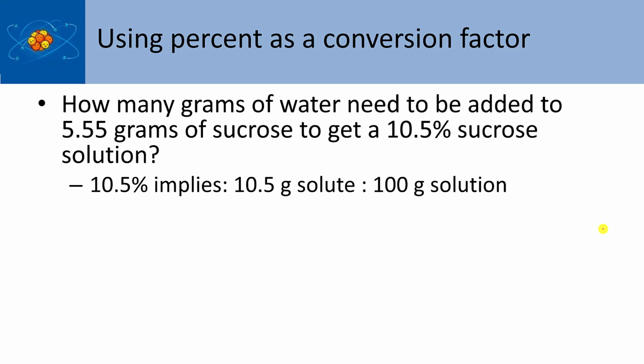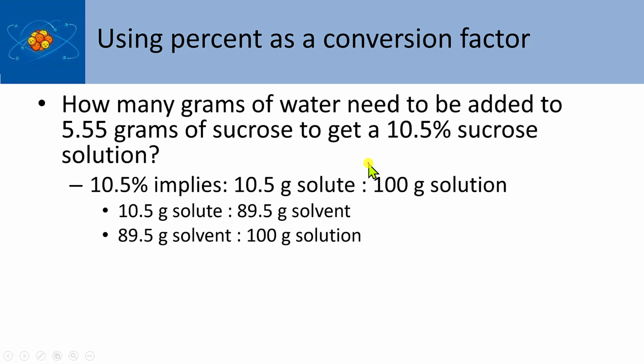So here's another problem. It says, how many grams of water need to be added to 5.55 grams of sucrose to get a 10.5% sucrose solution? So the way you do this problem is you have to think to yourself, I need to know solution volume. That means I'm going to take the 10.5% and break it down into its components. It's 10.5 grams of solute for every 100 grams of solution, but it could also be written a couple of different ways, and I've just taken the liberty to write them out already.